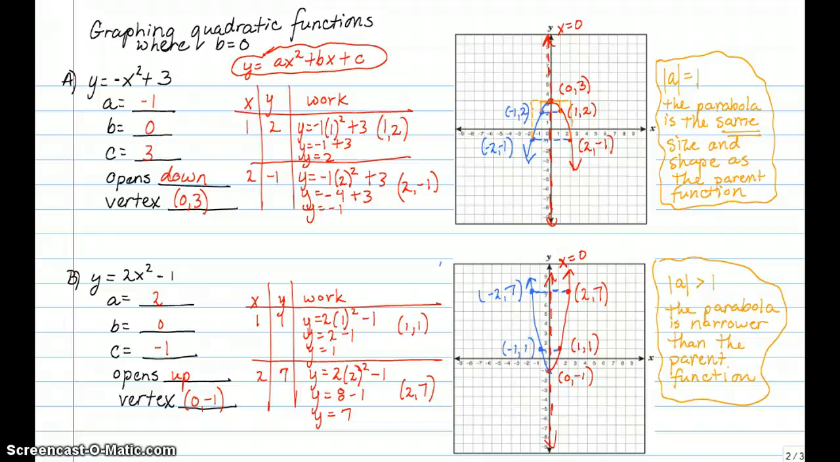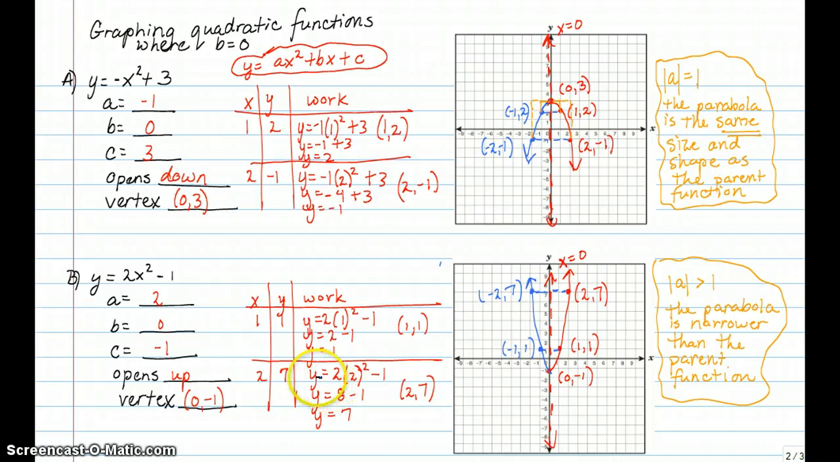Okay, in letter B, y equals 2x squared minus 1. A was 2. B again is 0. C is negative 1. And when B is 0, the vertex is going to be the C value, 0, negative 1. It's plotted here. We know the parabola opens up because 2 is a positive number. We chose, from 0, negative 1, we chose 1 and 2 as our x values. When we plugged in 1, we ended up with y equals 2 times 1 squared minus 1, which is 2 minus 1, which is 1. 1, 1 is plotted, then reflected over the axis of symmetry for negative 1, 1.